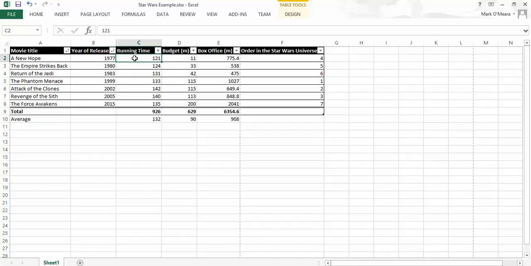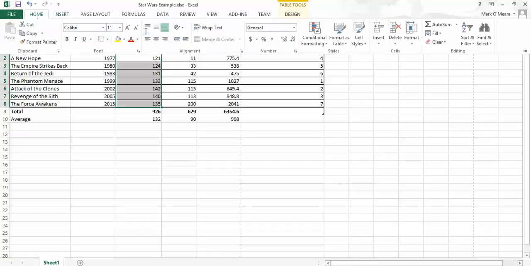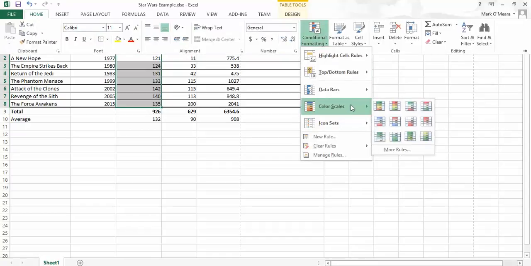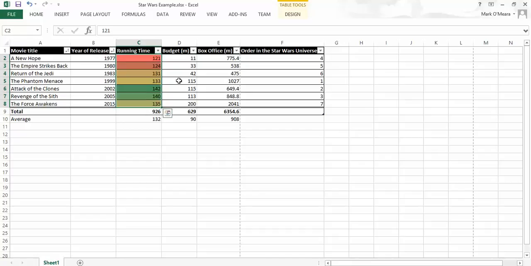But I'm interested in which films are the longest and the shortest. Now, of course, I could just eyeball that data, and of course, I could make a graph. But the other cool thing I can do is go to Home and go to Conditional Formatting, and I really like the colour scales, particularly that first one. So, the highest score is 142, and it just went green.